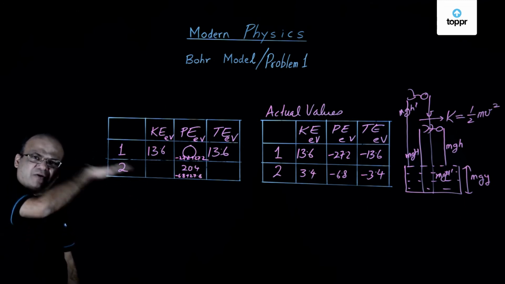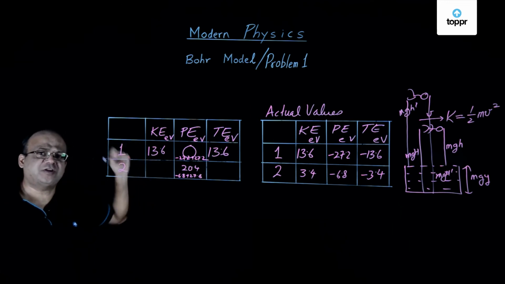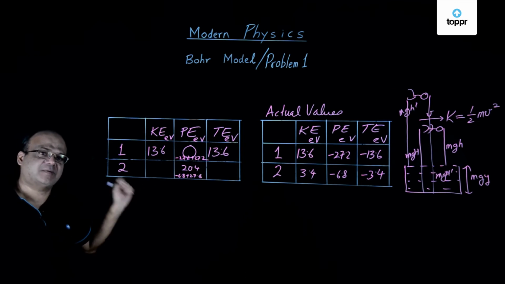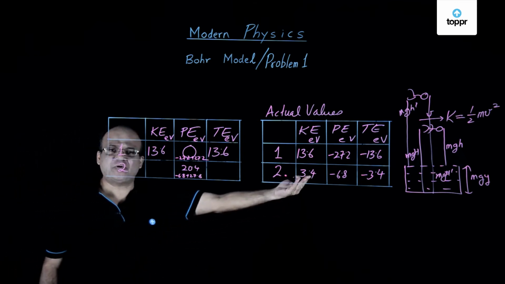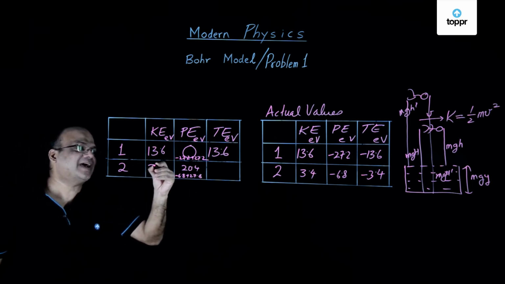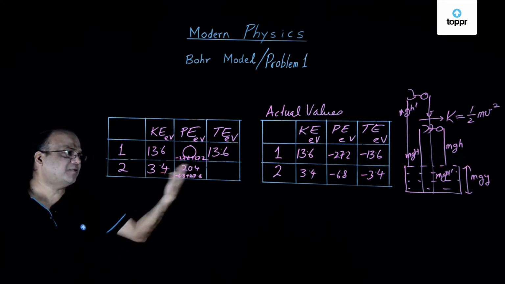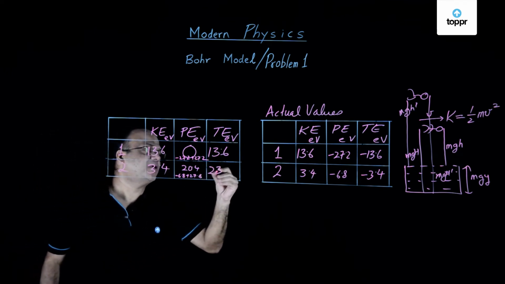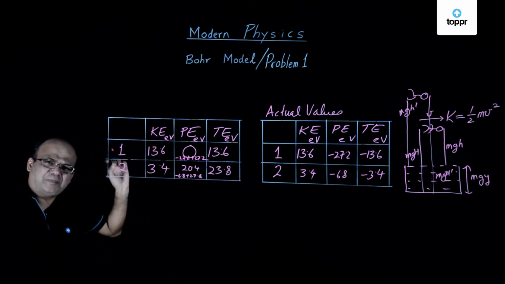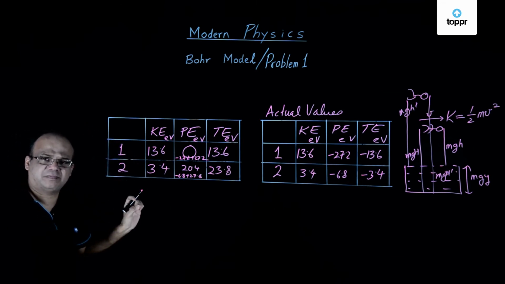Remember, when the reference line for potential energy changes, all potential energy values increase or decrease by the same amount. What will happen to kinetic energy? Kinetic energy does not depend on this. So it will remain as it is, 3.4. And total energy is the sum of these two, so 23.8 electron volt.